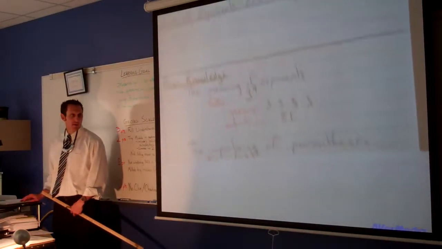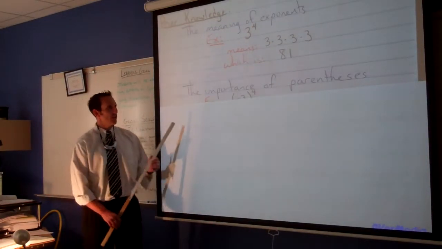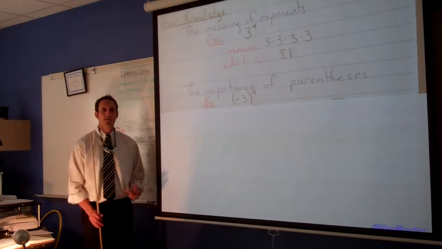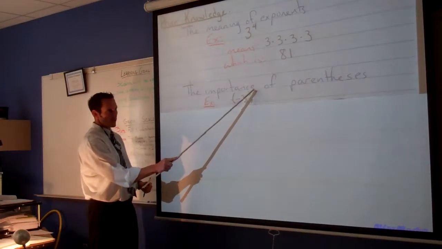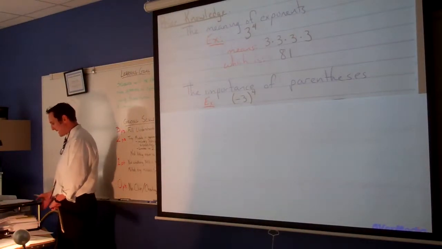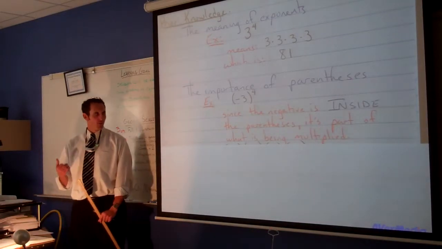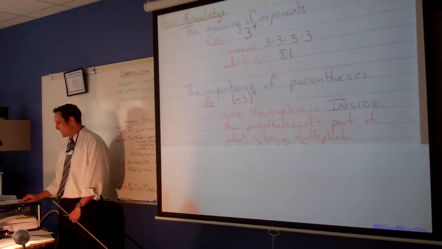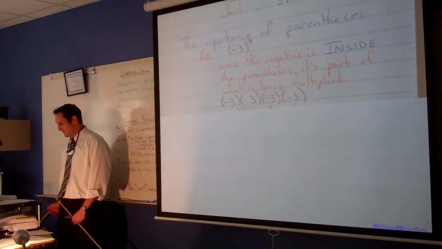We also need to remember the importance of parentheses. We've done this in the past this year. So how important are parentheses when it comes to exponents? In this example, we have negative 3 inside parentheses, and it is the negative 3 that's being raised to the 4th power. So we say this negative 3 to the 4th power. And what does that mean? That means we're multiplying that negative 3 by itself 4 times. Since the negative is inside the parentheses, it's part of what's being multiplied by itself. So when we multiply that out, it looks like negative 3 times negative 3 times negative 3 times negative 3.